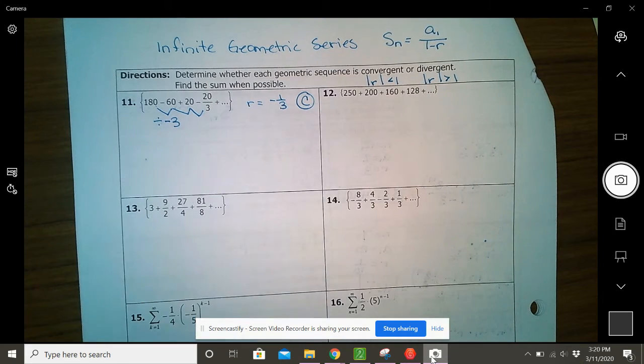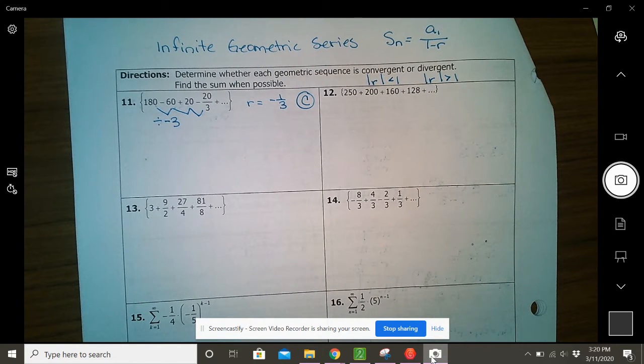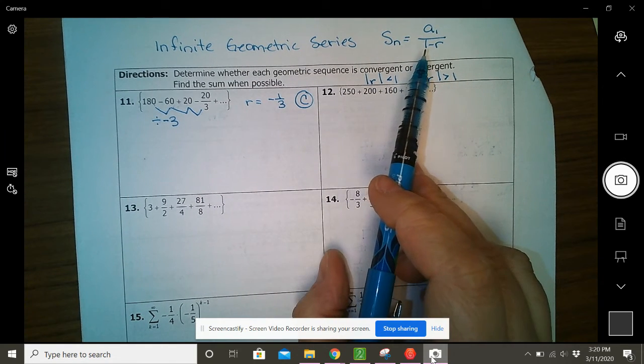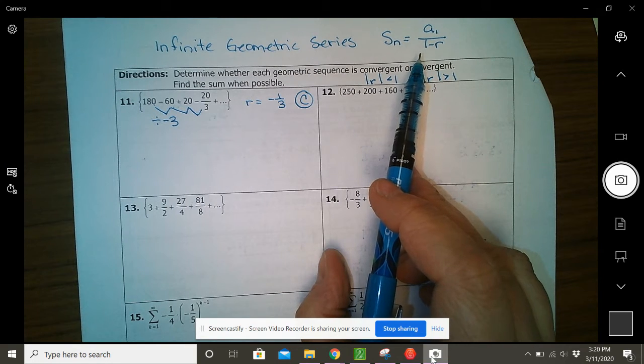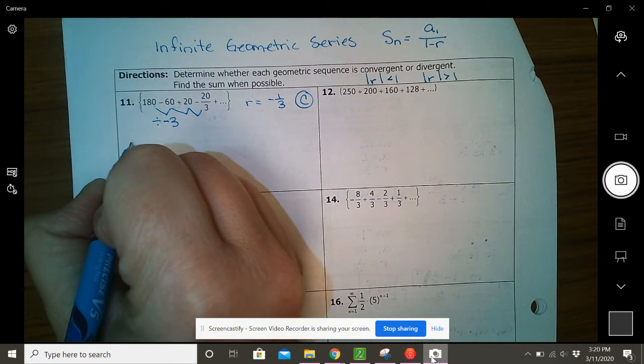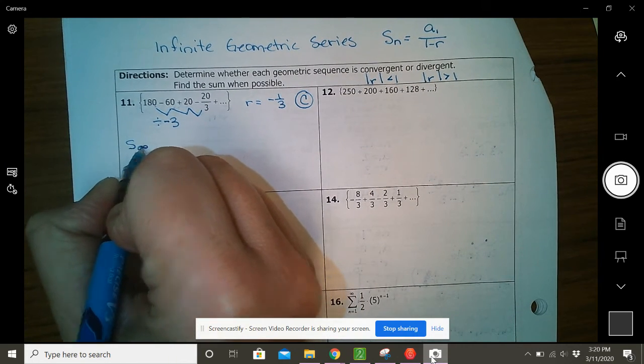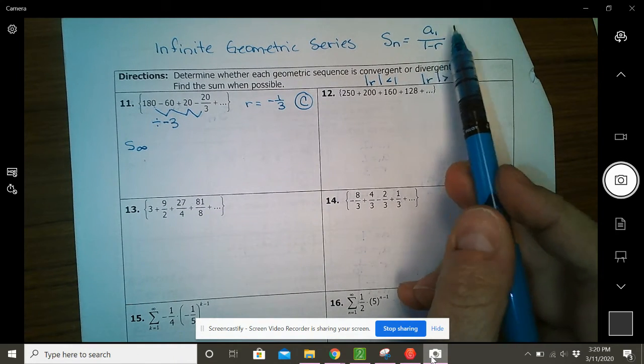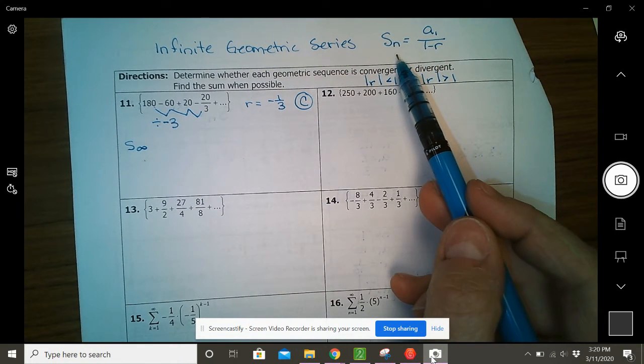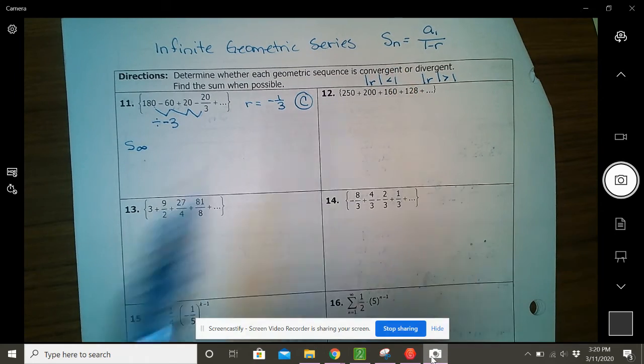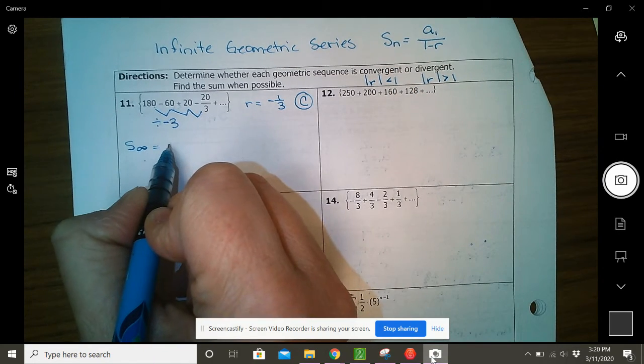So I need to keep going. That means I can find the sum of the series using the convergent series formula. So I'm finding the sum of an infinite series. Notice that the formula does not have an n value, and that's because the n value is infinite. It keeps going and going and going. And I'm just going to plug in each of my values.